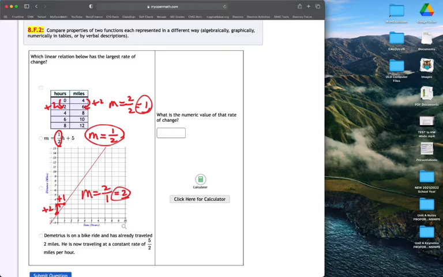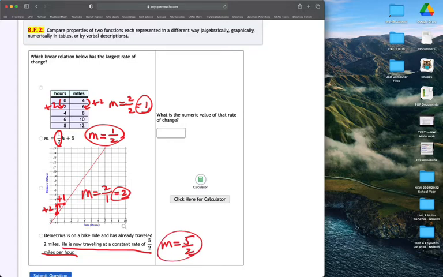And then in the context, Demetrius is on a bike ride and he has already traveled 2 miles. That means that that is the initial value. And then he is now traveling at a constant rate of 5/2 miles per hour. So in the context, the rate of change is 5/2.